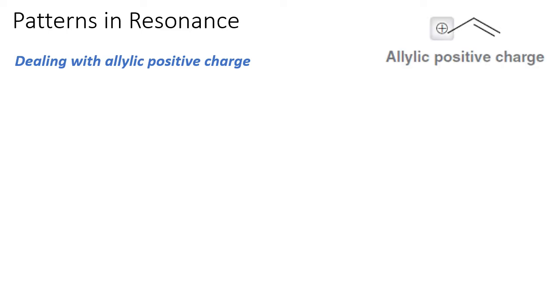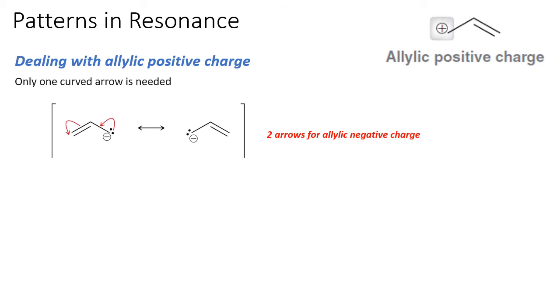The next pattern of resonance that we're going to look at is what you do when you're dealing with an allylic positive charge. That's going to be very similar to what we already saw when we were looking at that allyl or allylic carbocation. When we're drawing resonance structures going from one to another, and we have an allylic positive charge, you only end up needing one arrow, compared with what we just previously saw for dealing with an allylic negative charge, where we needed two arrows to go from one resonance structure to another.